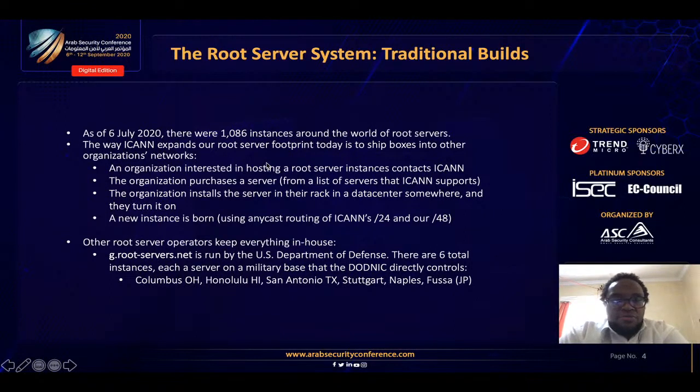One of the things that ICANN does, and this is the first method, is shipping physical servers to an organization that's interested in hosting one. Let's say you're a telecom operator in, say, Egypt, and you're interested in hosting an L-root server. You'll have to write to ICANN. After that, you'll sign a non-disclosure agreement with ICANN, and you'll go through some administrative procedures in order to procure a server.